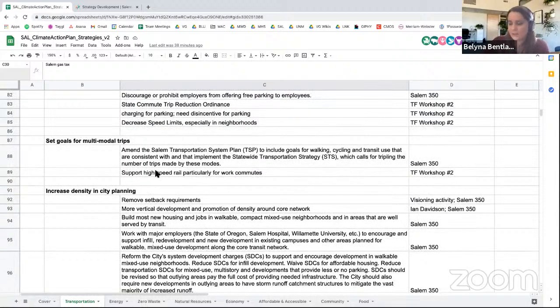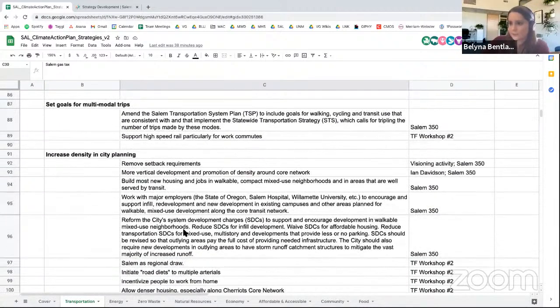High-speed rail comes up a few times. So Mike, like you pointed out, that's definitely one of the repeats that we can consolidate.